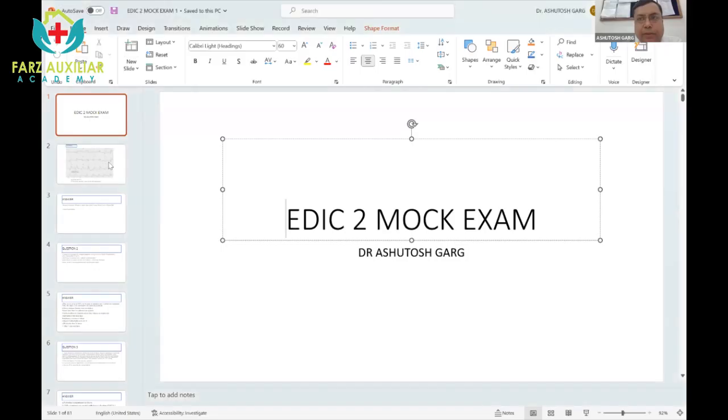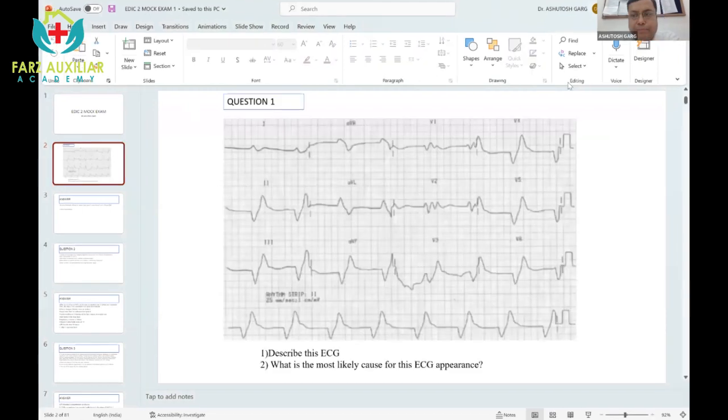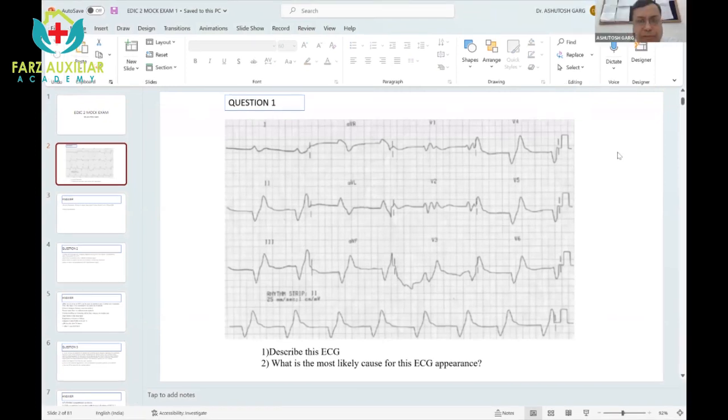Mock exam. So today we will cover only CBA part. First of all, this question is in front of you. Can you see the screen? Yes, sir. Describe this ECG and what is the likely cause for this ECG appearance?